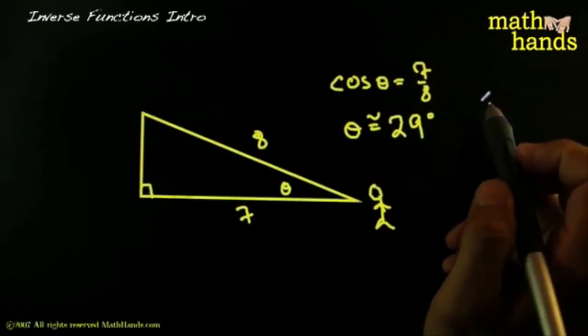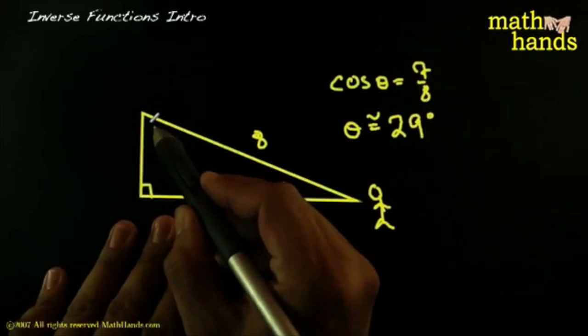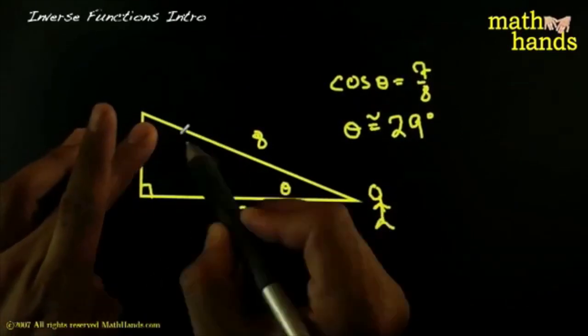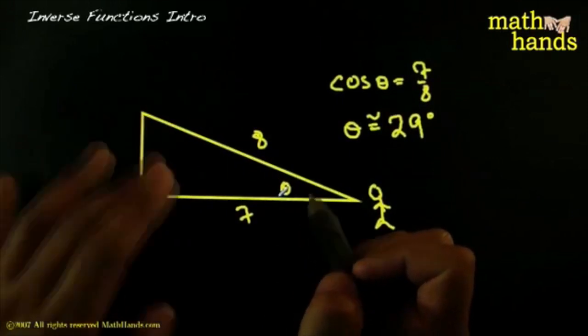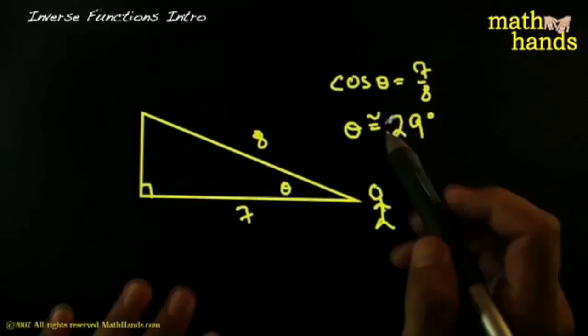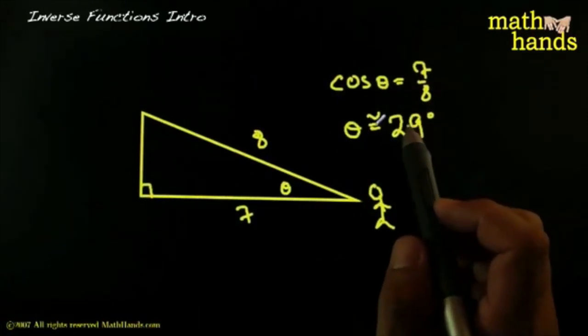See that? I told you. By the way, now it would be easy to find the other one. It's complementary, so if this is 90, this one over here has got to be about 61 degrees, so that they make up 90. Easy, huh?